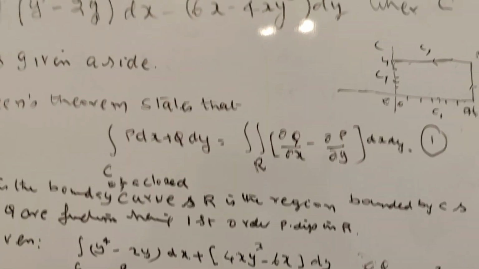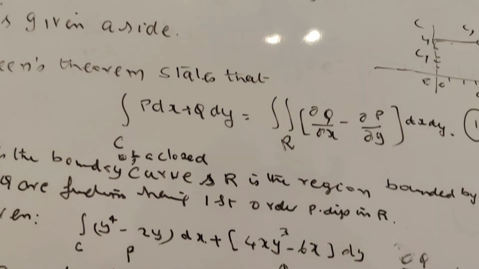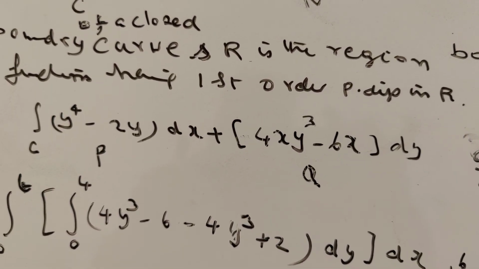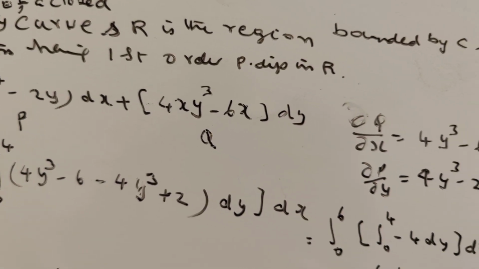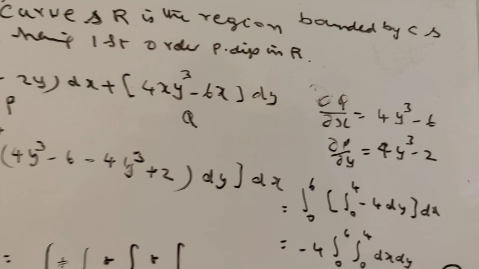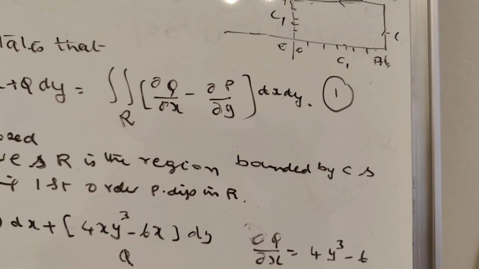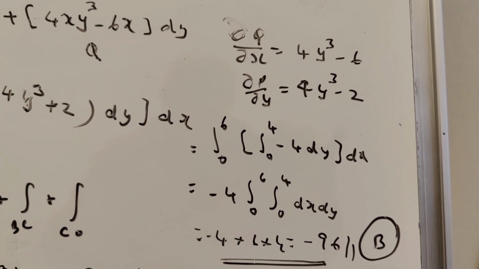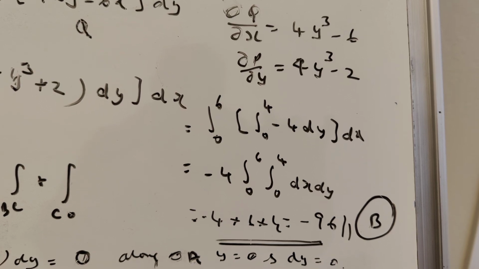Here we have y to the power of 4 minus 2y, which I can write as the integral over C of (y to the power of 4 minus 2y) dx, and I take the minus outside, so it is (4x cubed minus 6x) dy. Now for application on the right hand side, we require dou Q by dou x and dou P by dou y, which I find: dou Q by dou x is equal to 4y cubed minus 6, and dou P by dou y is equal to 4y cubed minus 2.